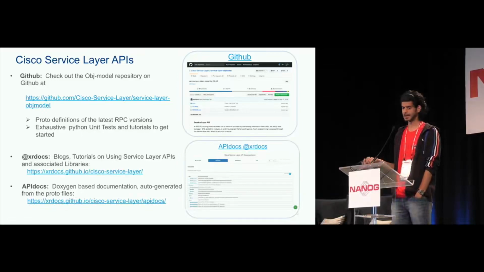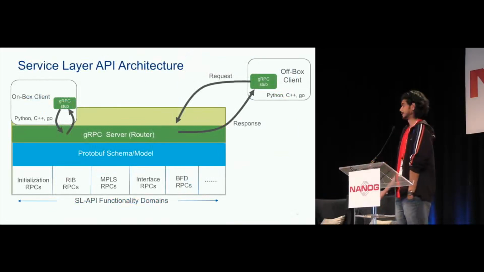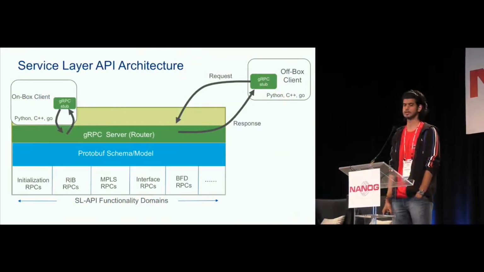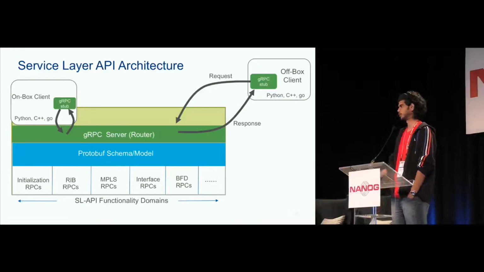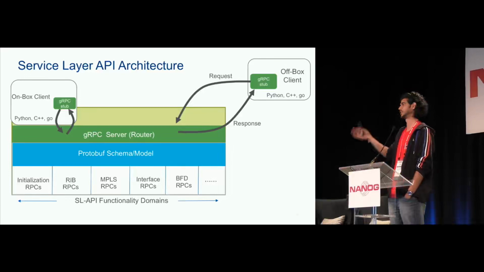Now, how are these APIs actually implemented? This is what the IOS XR stack does. So you have a gRPC server running on the router, and you basically use gRPC as your protocol that you want to be able to communicate for RPC requirements. In addition to that, the protobuf ideals are used to define some of the basic functionalities around the infrastructure layer.